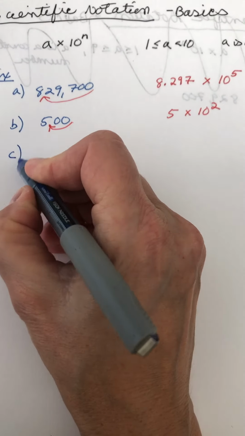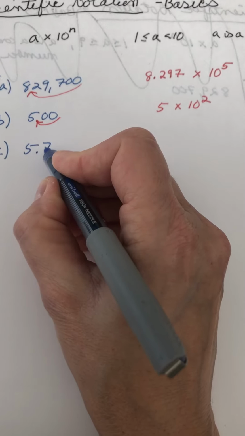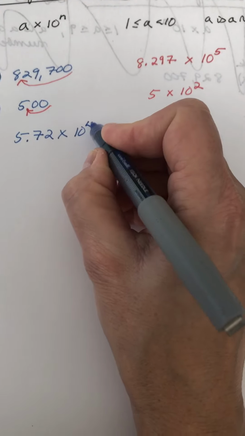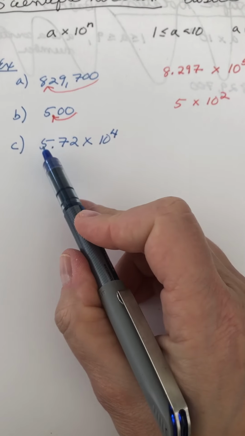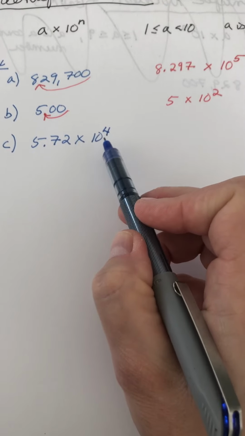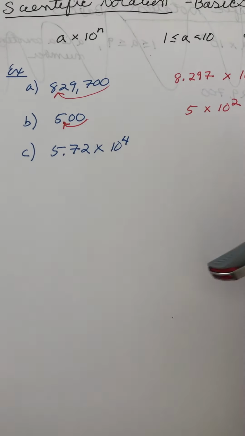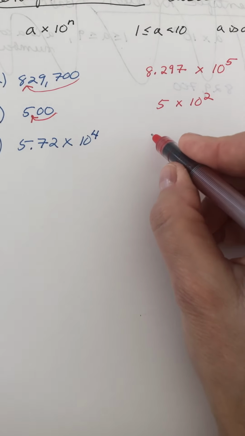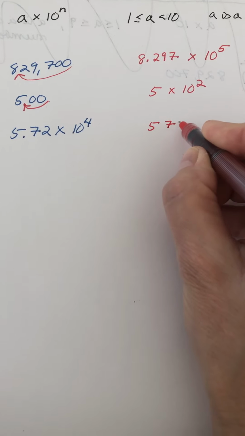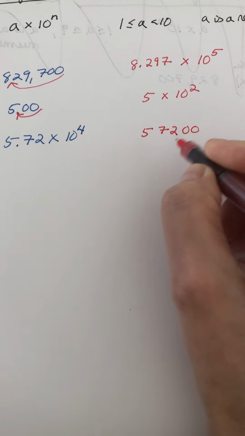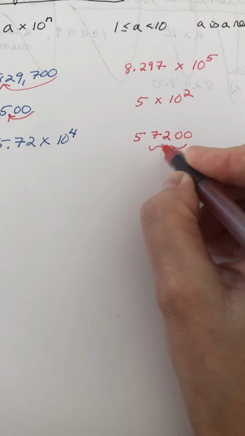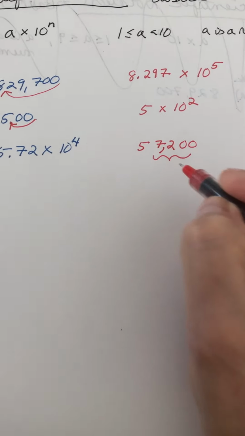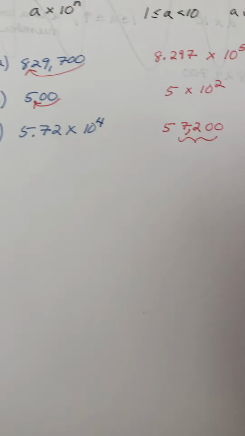And then we can also go the other way. 5.72 times 10 to the fourth. Okay, so again, we know that the 5 is in the 10 to the fourth's place. So that means there are 4 places to the right. So you have 5, 7, 2. Right, these are the 4 places here. And then, of course, we usually put a comma after 3 places there.